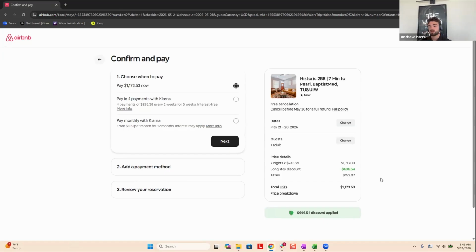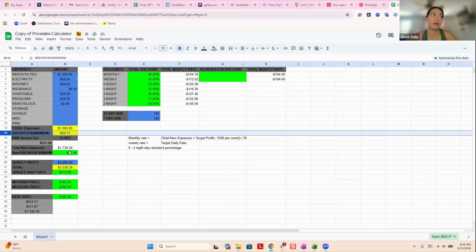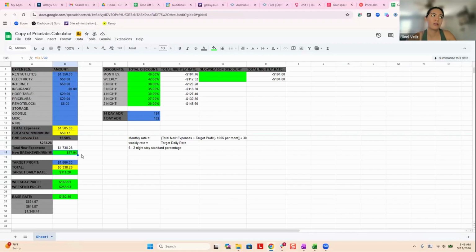So since we're aiming for a target profit of 1,000, we need to know what the nightly rate needs to be. How we do that is I'm going to take your total expenses with the 15.5% included. I'm going to take 57.94 times 30, which gives me the price that you see above, 1,738.28. That is your total expenses with that 15.5% included.